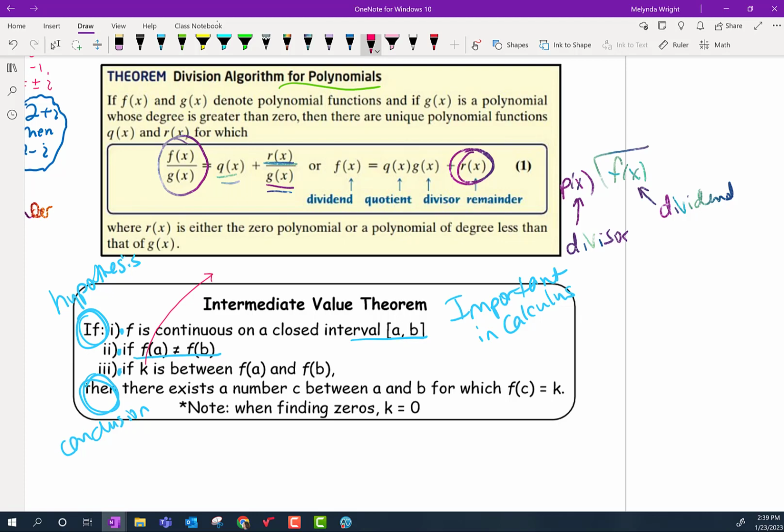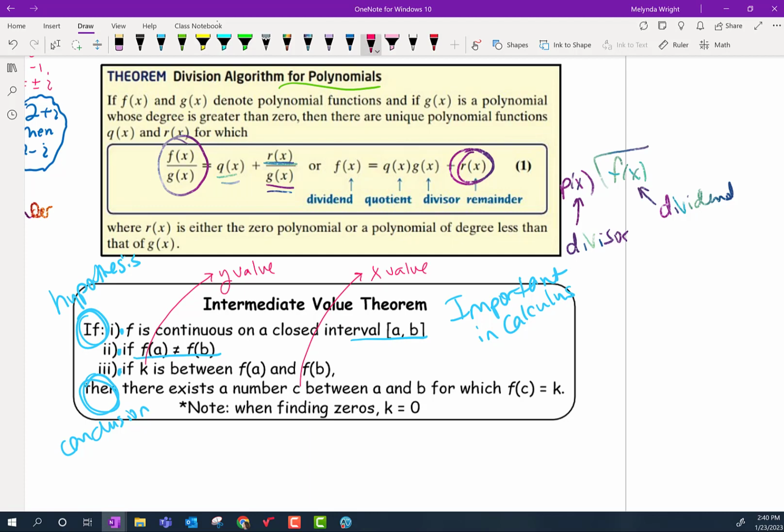K is a y value, and c is an x value. That's usually the most confusing thing that students have, the difference between k and c. K is a y value, c is an x value. Our conclusion, if k is between f of a and f of b, and the other 2 things are true, then there exists a number c, which is an x value, between a and b, for which f of c equals k.